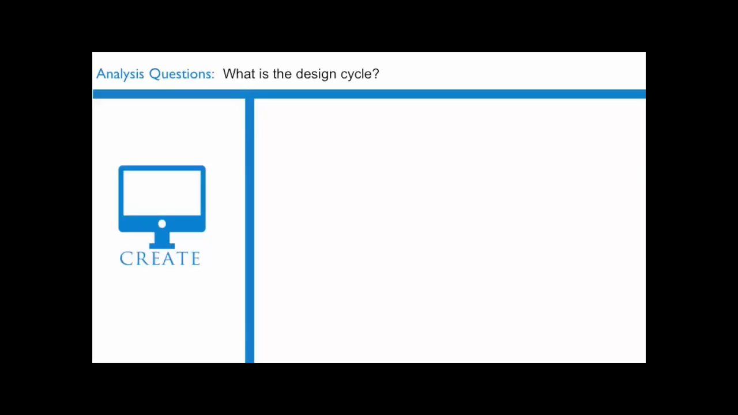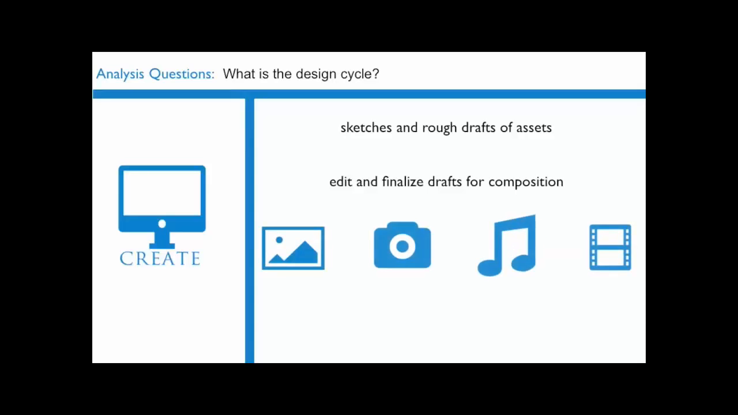The third phase of the design cycle is the creation stage. This is the fun stage. This is where you start to make your artifact come to life. It may begin with sketching and rough drafts of your design assets, which are then edited and finalized for composition. This can include creating illustrations, audio clips, video clips, or animations. It's different from the composition stage in that in the creation stage, you are essentially creating a library of assets that you're going to use in your project. These assets will then be put together or composed in the next stage.